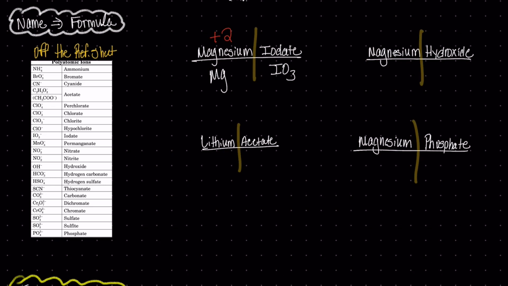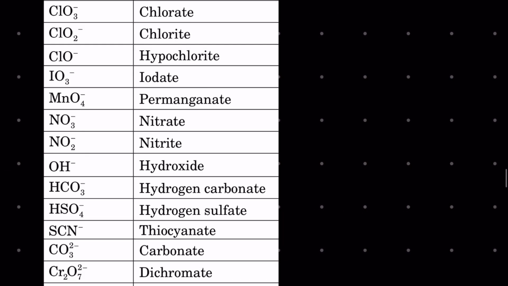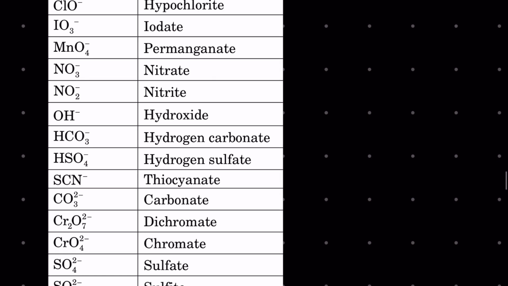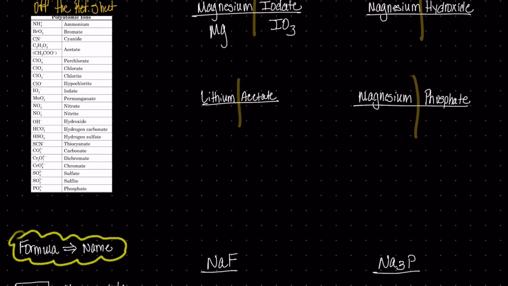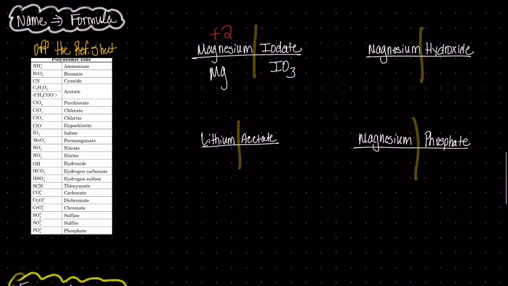Magnesium charge is +2, and then iodate's charge is given to me on my periodic table. That little minus sign right here tells me that iodate has a -1 oxidation state. So I just put that in right above it. And then I drop my charges and swap my numbers, just like I normally would.